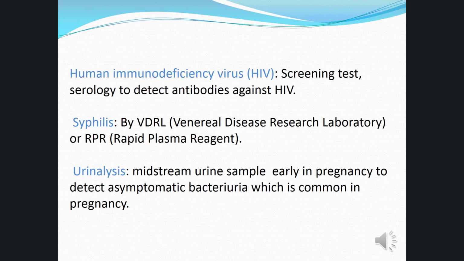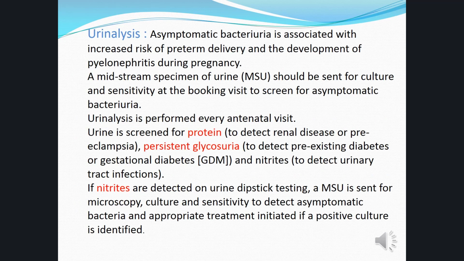Urine analysis: a midstream urine sample early in pregnancy to detect asymptomatic bacteriuria, which is common in pregnancy. It is treated because of the increased risk of preterm delivery and the development of pyelonephritis during pregnancy. A midstream specimen of urine should be sent for culture and sensitivity at the booking visit to screen for asymptomatic bacteriuria.